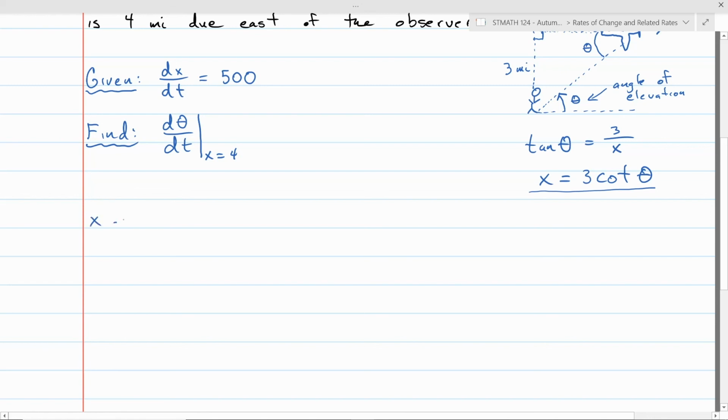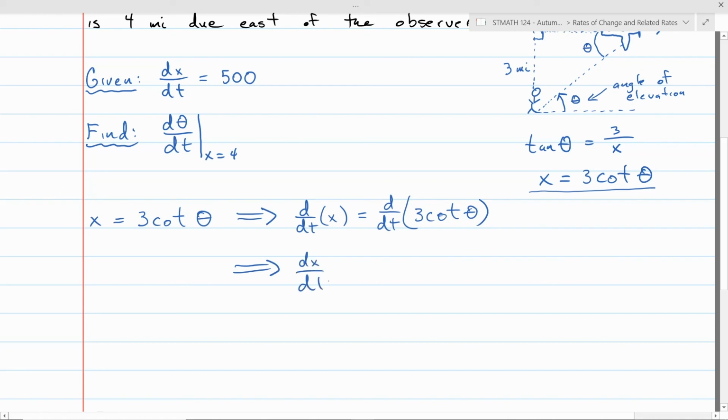Since we know x is equal to 3 times cotangent theta, I can differentiate both sides of that with respect to t. I just have to remember that all the variables are functions of t, and treat them that way. On the left-hand side, the derivative of x with respect to t is just dx/dt. And on the right-hand side, I remember that the derivative of cotangent is negative cosecant squared. So this will be negative 3 cosecant squared theta. But then I have to remember theta is a function of t, so that's times d theta/dt.